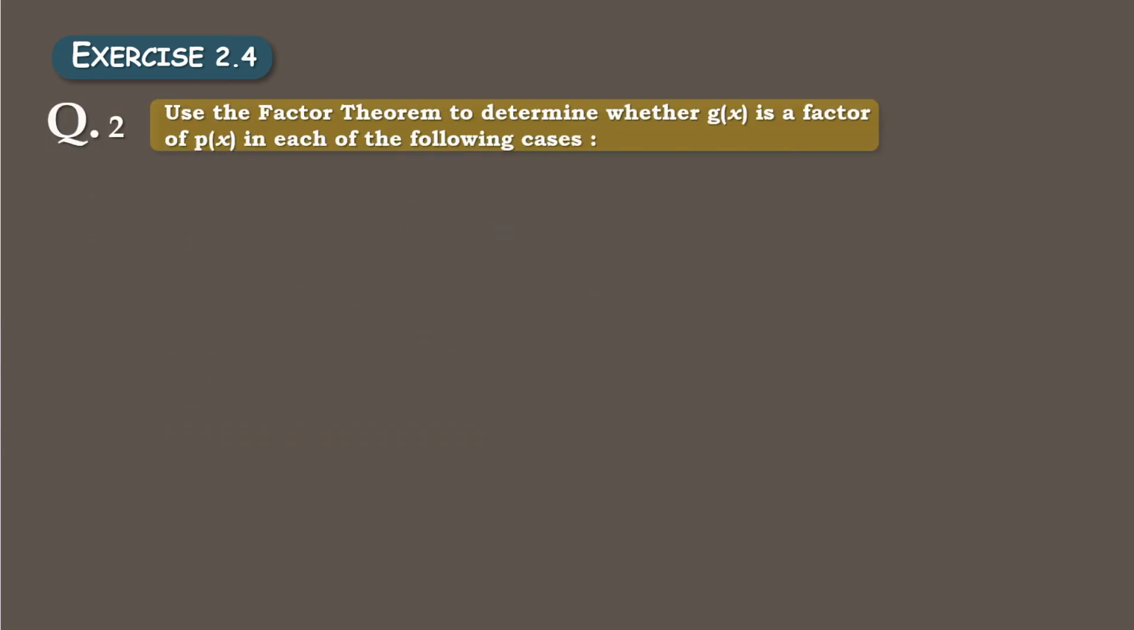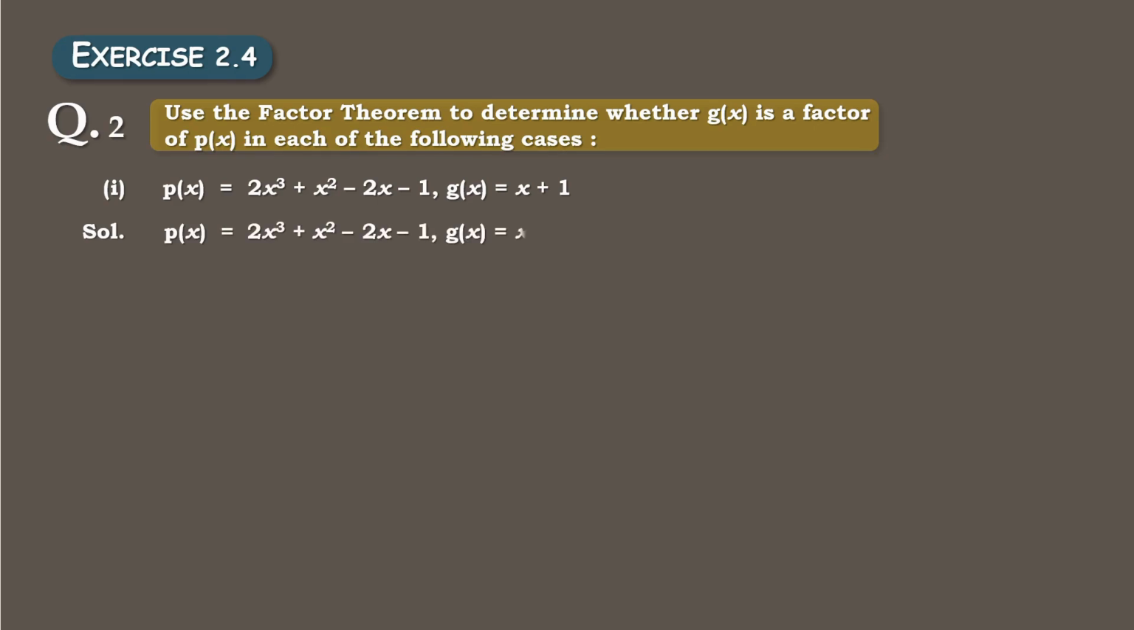Question 2, Part 1. The question asks us to use the factor theorem to determine whether g of x is a factor of p of x. The given polynomial p of x is 2x cubed plus x squared minus 2x minus 1. The given g of x is x plus 1. According to the factor theorem, if g of x is x plus a, then we must substitute x equal to minus a in p of x. Here, g of x is x plus 1, so we put x equal to minus 1.